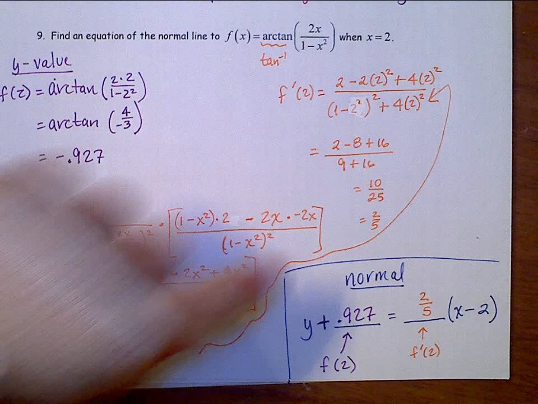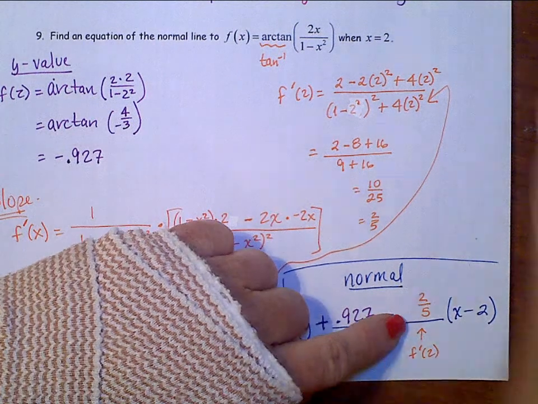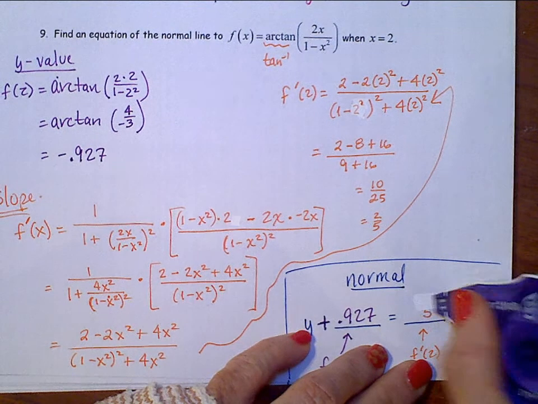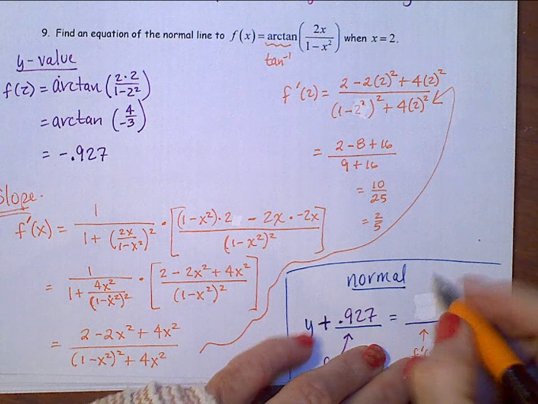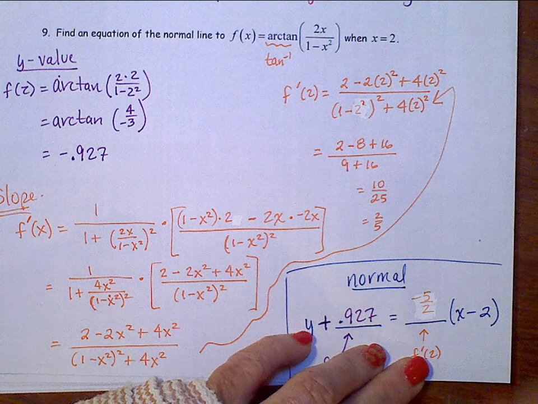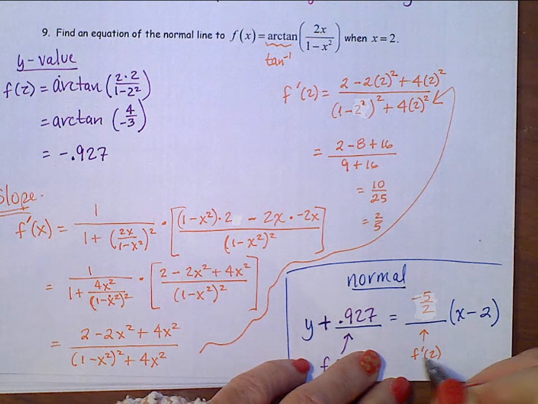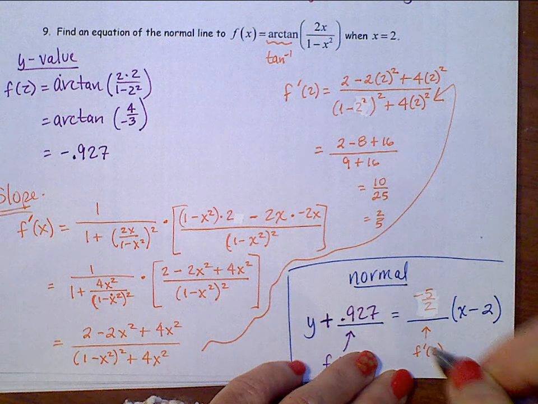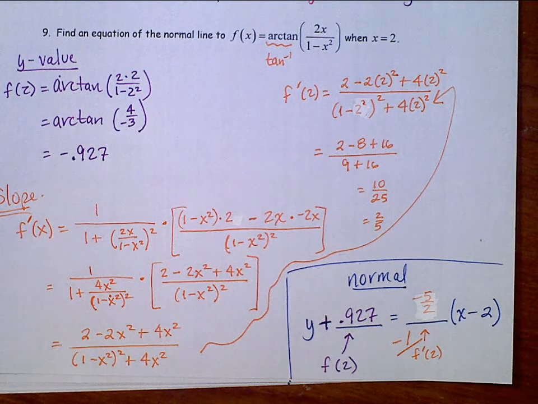No, that's the slope of the tangent. We want the slope of the normal, so we don't put a 2/5 here. We put negative 5 over 2. Opposite reciprocal. And down here, some of you noticed this error before. I just saw it now. I don't want to put f prime of 2 there. I want the opposite reciprocal of f prime of 2. So I have the normal line.